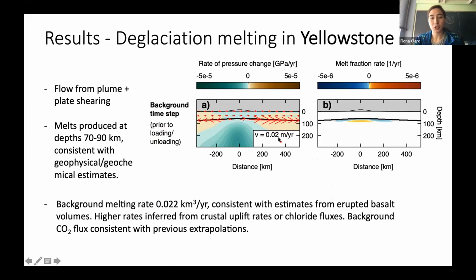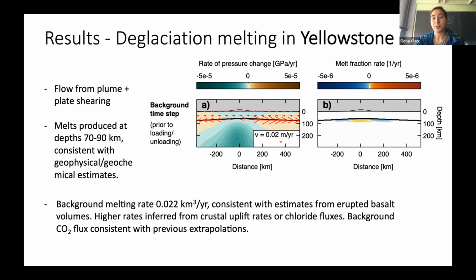Okay, so now I'll show the model results. This is a background time step, in steady state prior to any loading or unloading. On the left, I'm showing the rate of pressure change. In teal, it's negative and the mantle is decompressing, which would encourage melting. The red arrows show the flow of the lithosphere. It's driven by plate shearing, but there's also this component of uplift from the plume. And on the right is the rate of melt generation, which is positive in orange. That's where the mantle is melting.